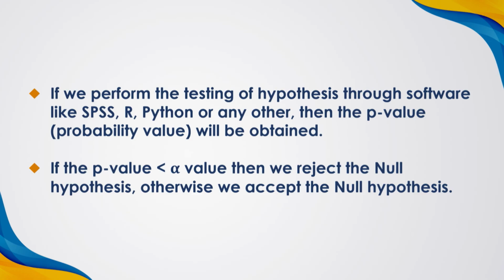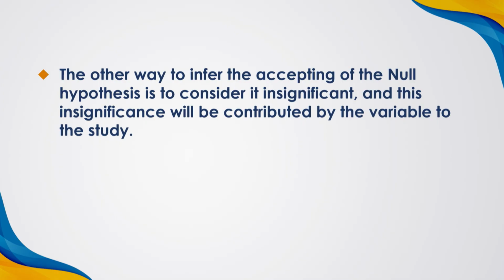Similarly, you are not going to compare your p value with your calculated value; you compare it with your alpha, that is, your level of significance. If the p value is less than the alpha value, then we reject the null hypothesis, otherwise we accept. Earlier, if it was less we accepted, and if it was greater we rejected, but here it is reversed, which you have to note here.